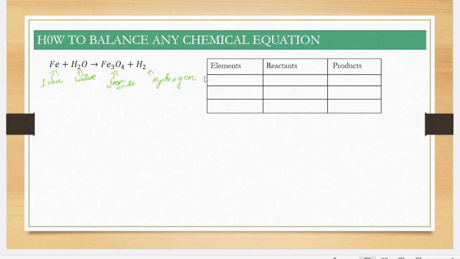But is this equation balanced? No, this equation is not balanced. It is the unbalanced equation. This is called the skeletal equation. Next step. What we have to do?